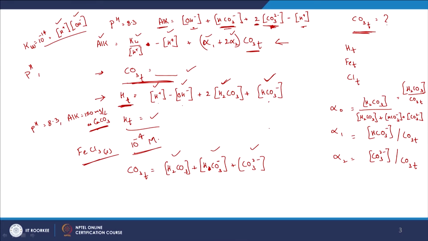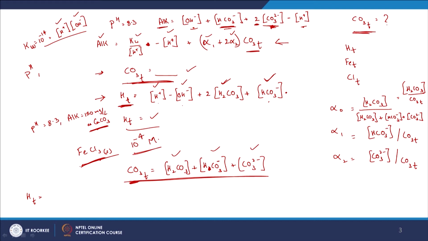So that is the case, but by adding FeCl3, are you adding any source of this CO3 total? Is that being changed or no? No. So CO3 total is still going to stay the same, right. But what is going to change though? Obviously H total will change, as in the value is not going to be constant.